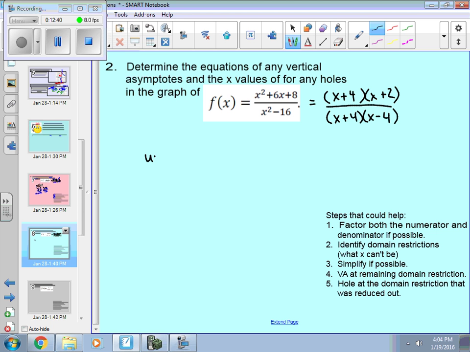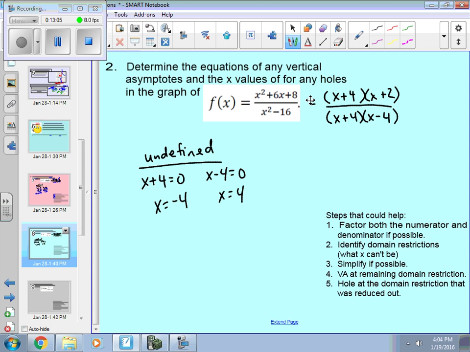Okay, so let's start. Where is this undefined? It's undefined anywhere that the bottom equals 0. So set the two things equal to 0 and see what you get. If we do that, we get negative 4 and positive 4. So those two values are not in the domain of this one. Okay, what are they then? Are they holes or are they asymptotes?